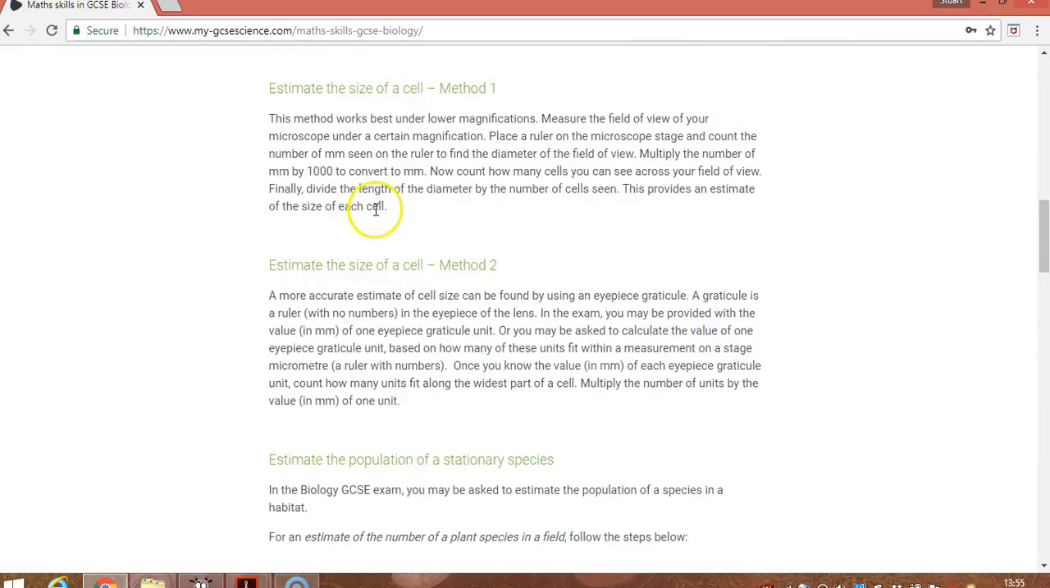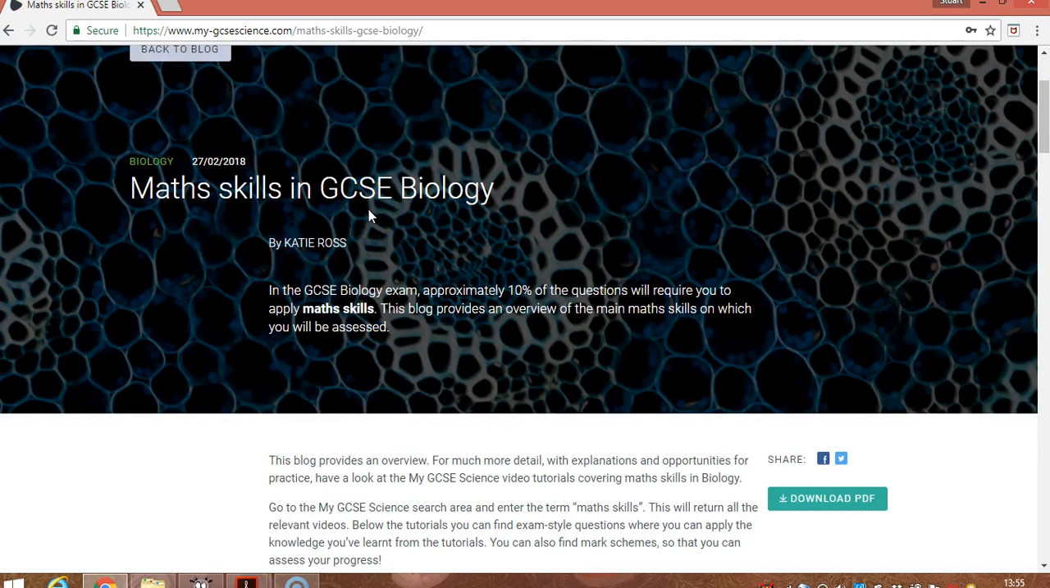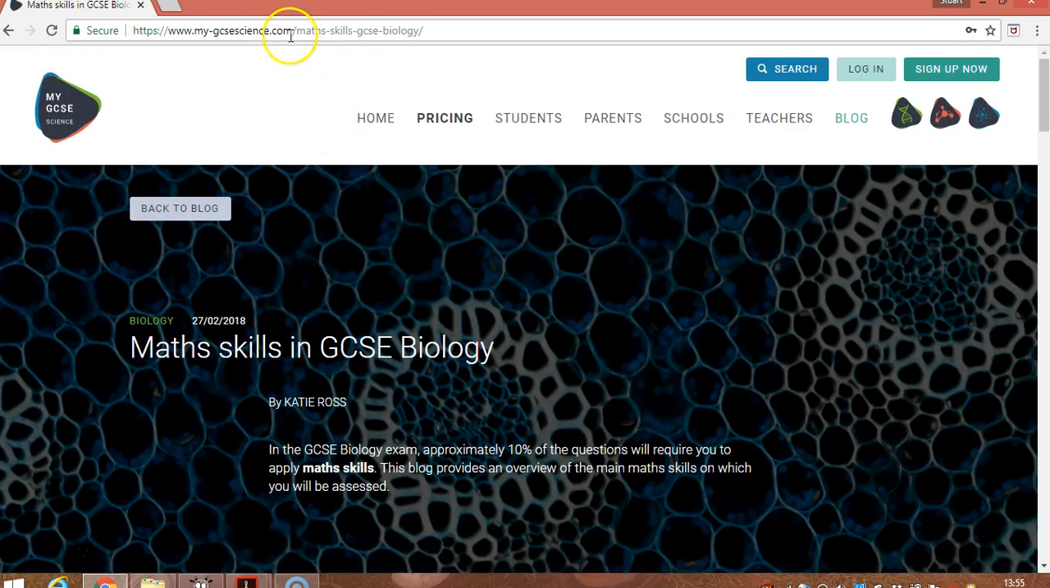And those are the sort of main math skills in biology. So if you want to give them a more thorough reading, then it's mygcsescience.com. If you go to blog, and then scroll down, you'll get to the 27th of February. It says Math Skills in GCSE Biology.